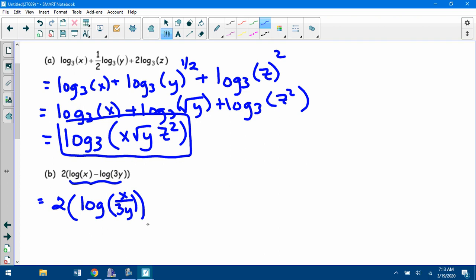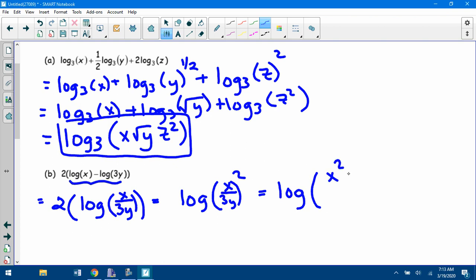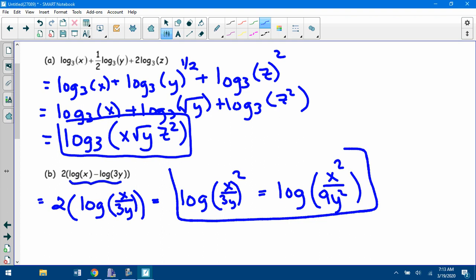Okay, now what happens with that 2? That goes up. So this is going to be log of x over 3y squared, which technically is okay because you're condensed. If it's a multiple choice, they might write it as log of x squared over, what would the bottom be? Not 3y squared, 9y squared. So technically either of those are okay. The last answer is probably the best.